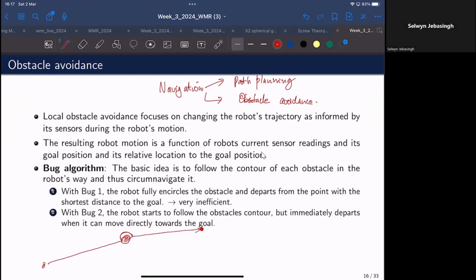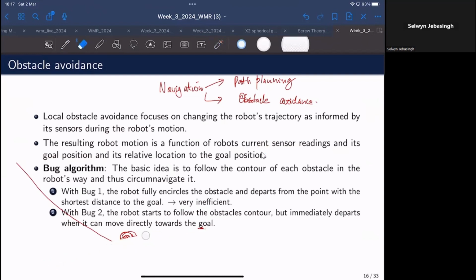If it has no sense of its goal position, it will circumnavigate and maybe go to some random position, right? So that is why it says the resulting robot motion is a function of sensor reading and goal position. It should be aware of its goal position also, apart from its sensor reading.